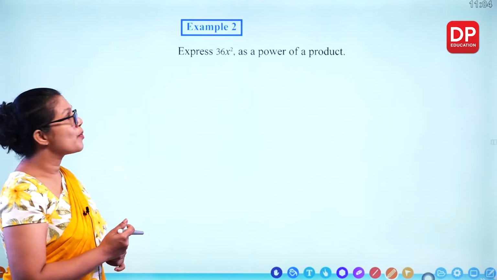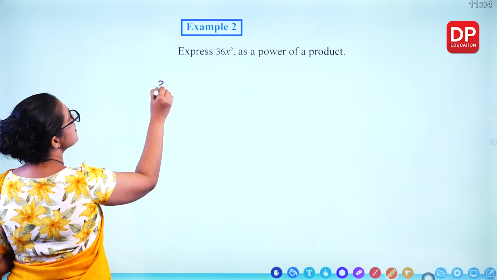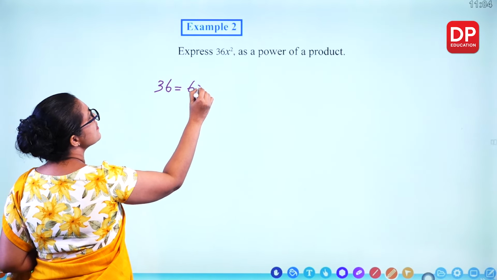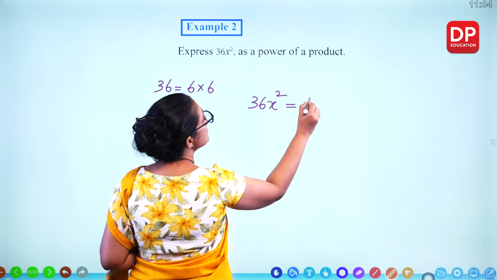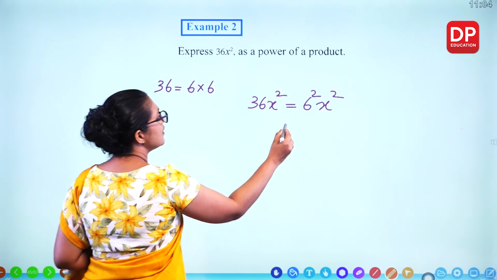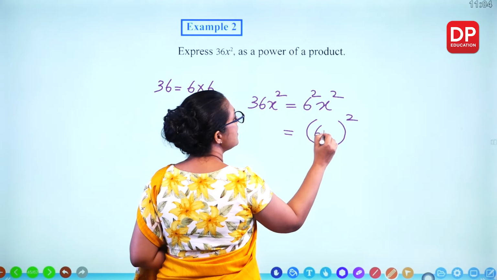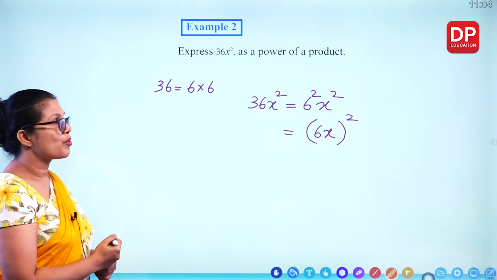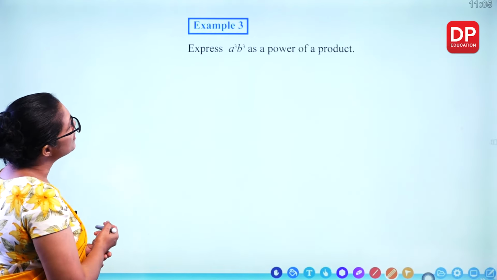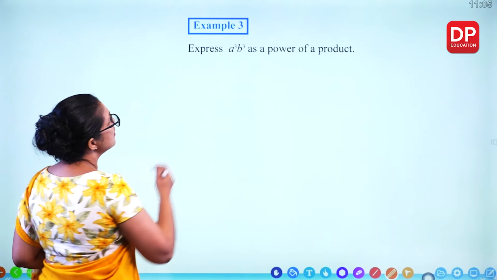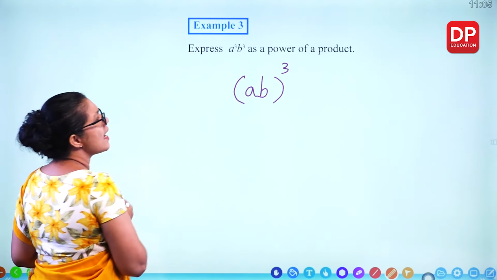Express 36x squared as a power of a product. So what is 36? 36 we know 6 times 6. So we can write 36x squared as 6 squared x squared. Now same power, power 2 is there. So you can take inside 6x. So 6x whole thing squared is 36x squared. Express a cubed b cubed as a power of a product. Same power 3. You can put a and b inside.